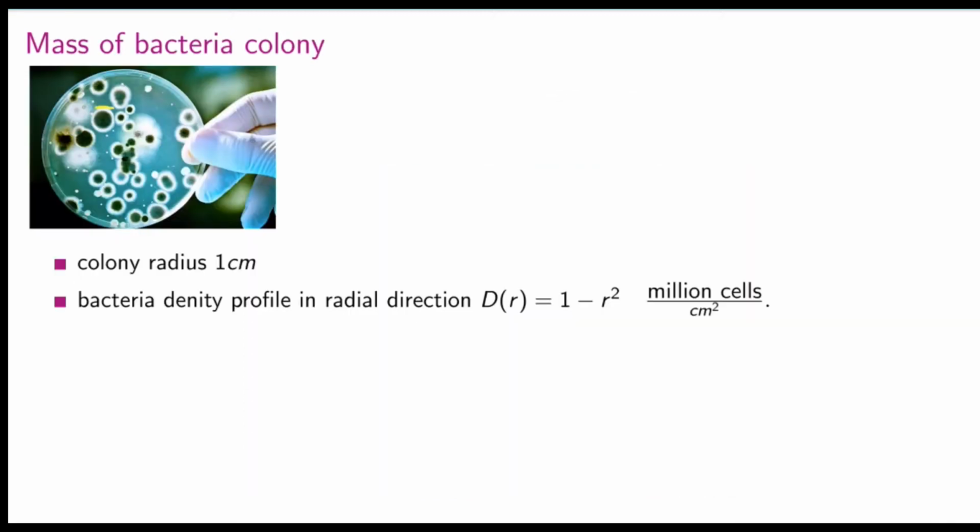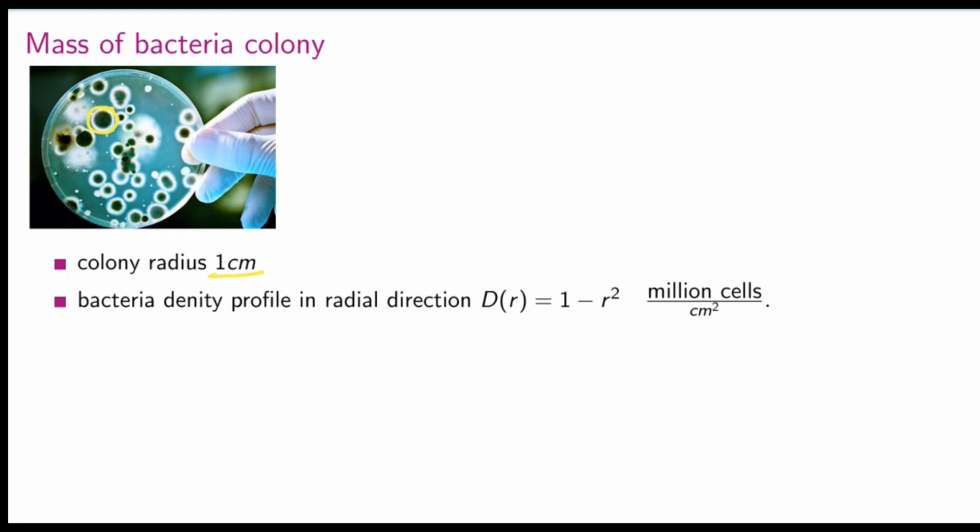So here's my colony again I'm looking at. We measure that the colony has a radius of 1 centimeter, and then we can measure the density profile of the bacteria in radial direction. You can clearly see that there are more bacteria in the middle than there are on the sides. So we estimate this to be d of r is 1 minus r square in million cells per centimeter squared.